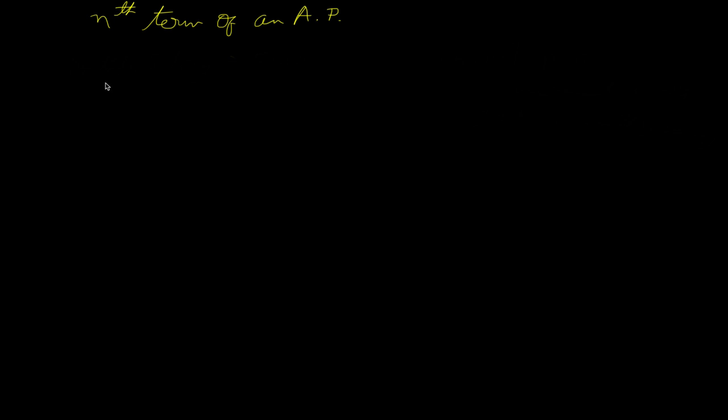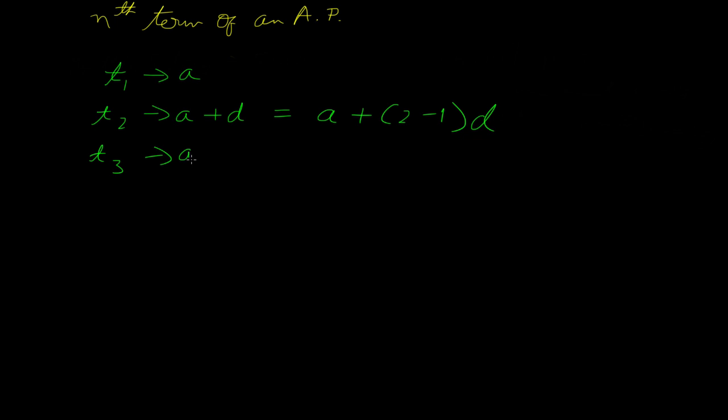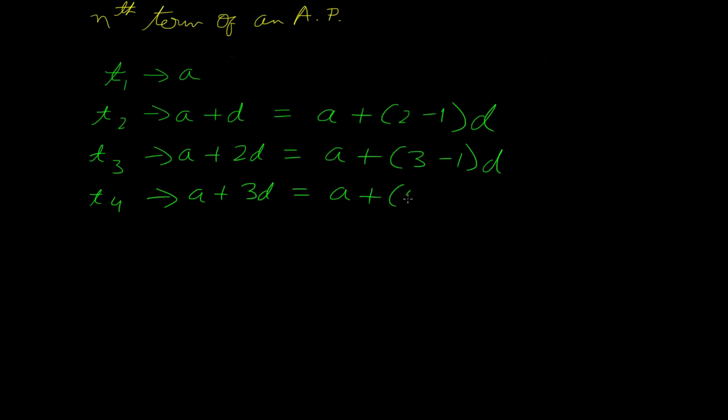Let us go ahead and do it. So we have the first term as a, the second term as a plus d, or this is equal to a plus (2 minus 1) times d. The third term as a plus 2d, or this is equal to a plus (3 minus 1)d. The fourth term as a plus 3d, or equal to a plus (4 minus 1)d, and so on.